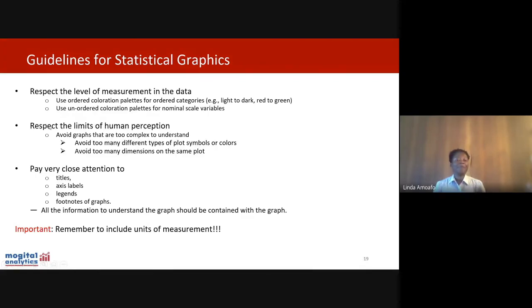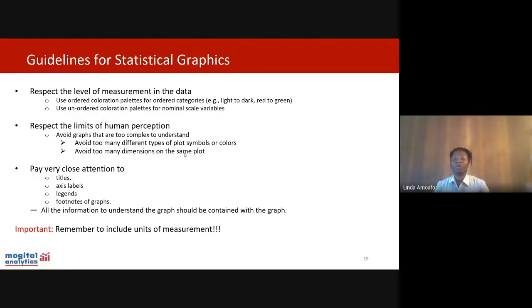And then you should respect the limits of human perception. What I mean by this is you should avoid graphs that are too complex to understand. To do this, you should avoid too many different types of plots, symbols, or colors. Color them, but avoid too many of them. Colors that do not make sense, just don't include them. And then avoid too many dimensions on the same plot.